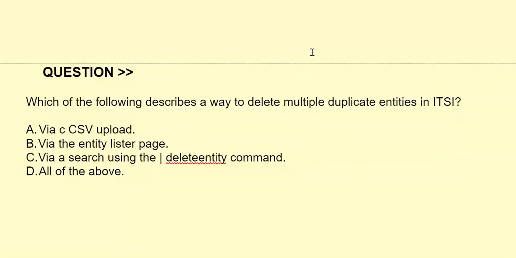Our question is, which of the following describes a way to delete multiple duplicate entities in ITSI? Option A, via CSV upload. Option B, via the entity lister page. Option C, via a search using the delentity command. Option D, all of the above. The correct answer is option A.